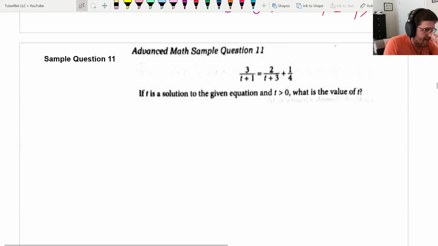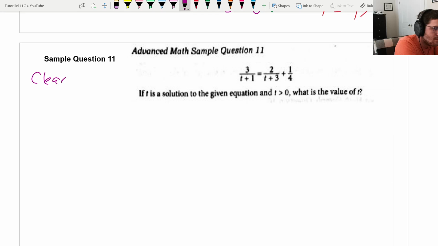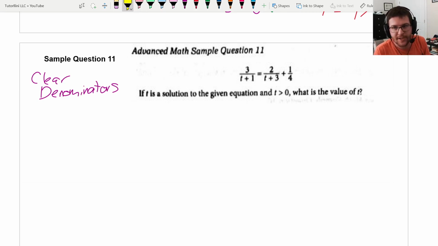Okay, this one, we have to clear the denominators. So you can look that up, clearing denominators. To do that, we need to first find the LCD. If you don't know how to find the LCD of rational expressions, please look that up on YouTube. There's lots of helpful videos on it.